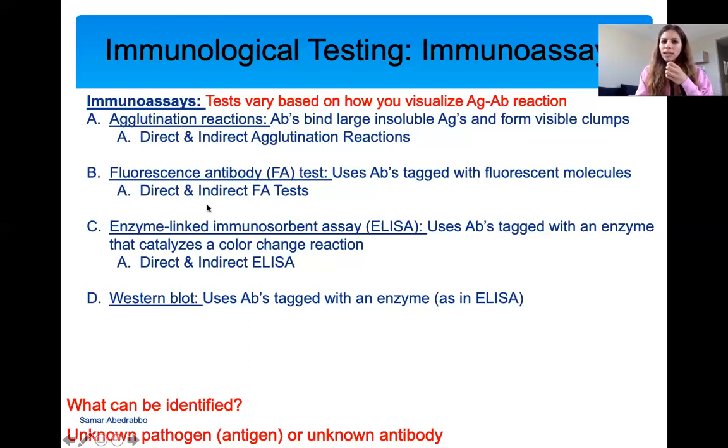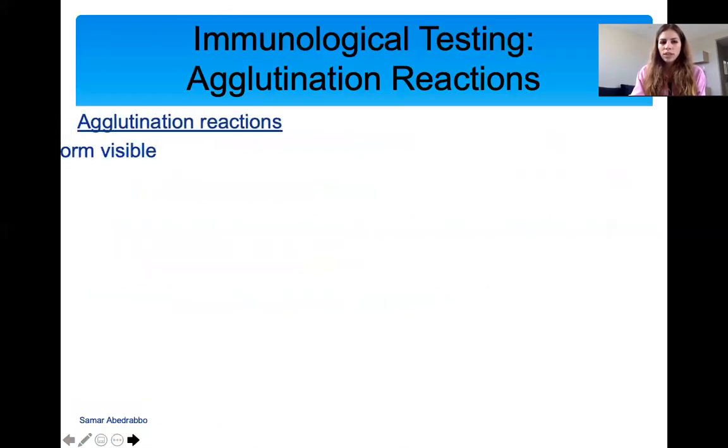In fluorescence antibody tests, you would see fluorescence. In ELISA, you would see a color change in the well where you do the experiment. In the Western blot, you would see a band if antibody and antigen bind. So with all of these tests, you can identify either an unknown pathogen or an unknown antibody. We'll start with agglutination reactions.